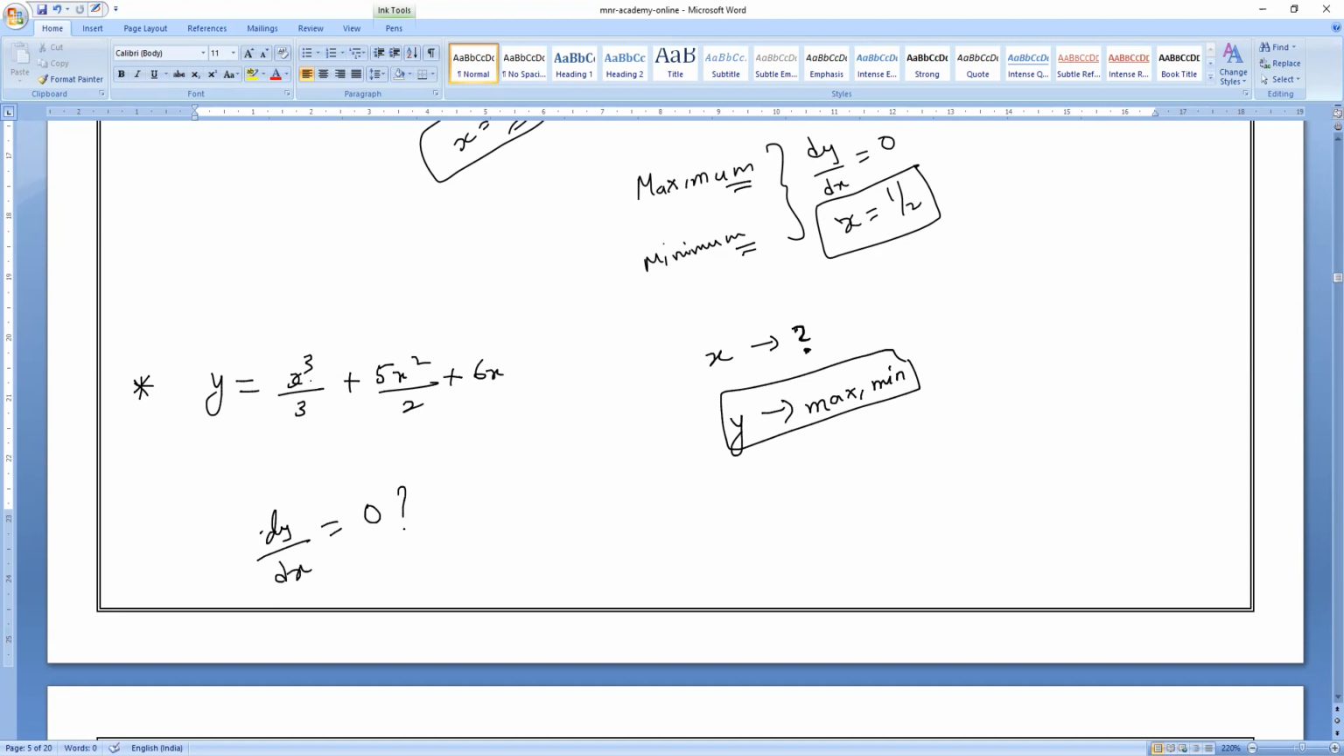So tell me the differentiation fast. Let me take 1/3 as a constant. Then what will come? 3x square. Plus, next, 5/2 is a constant, and differentiating x square gives 2x. Then 6x gives 6. So the 5 will get cancelled, the 3 will get cancelled. What is the answer remaining? x square plus 5x plus 6 is equal to 0.